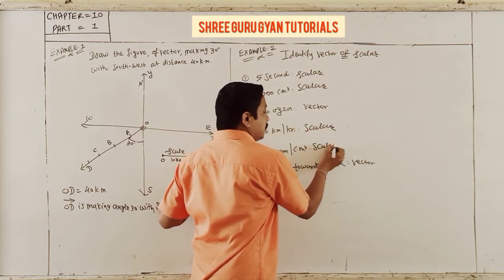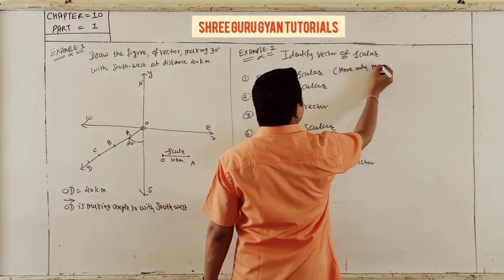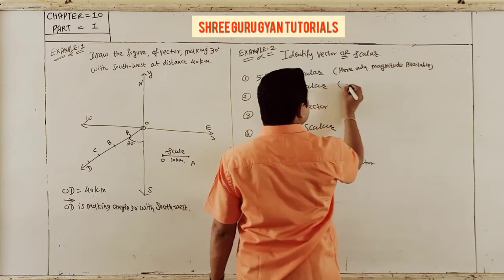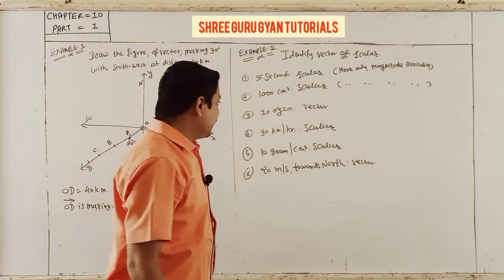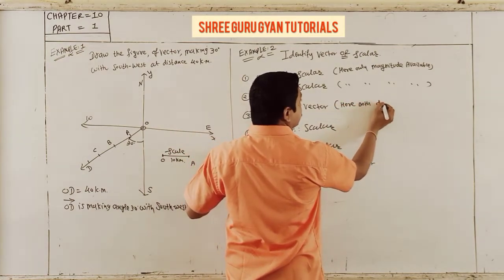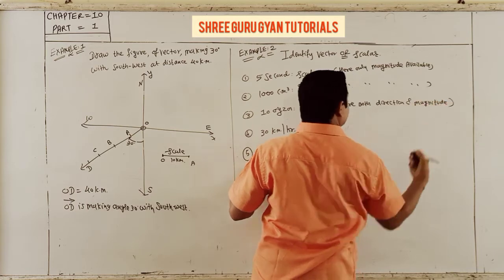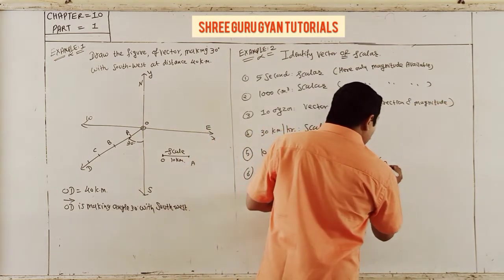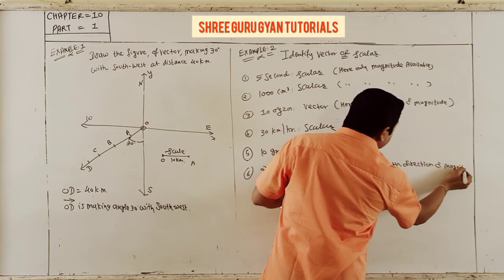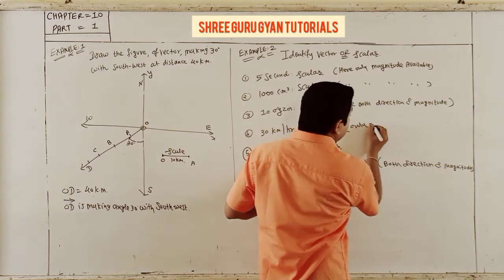Here also scalar, and you can write down the reason here: only magnitude available. Same here, similarly only magnitude available. And here, students, vector, here both direction and magnitude available. Here also, same, both direction and magnitude available. That's why I take that as your vector, and those are students, only magnitude available.